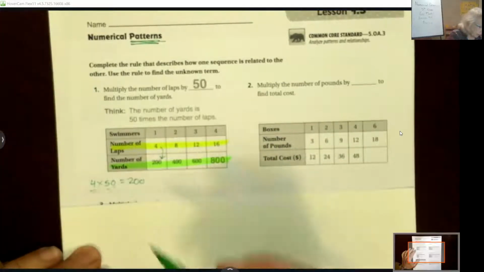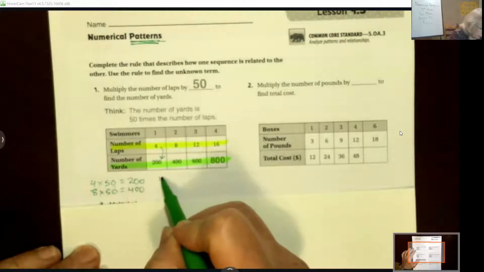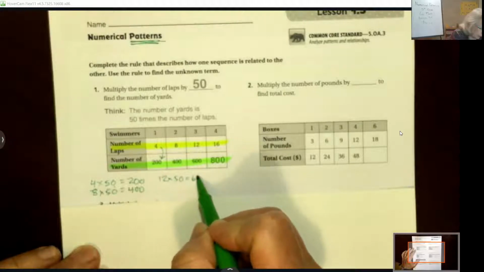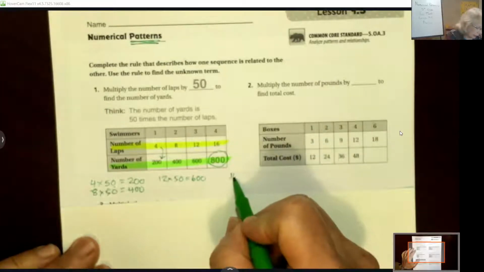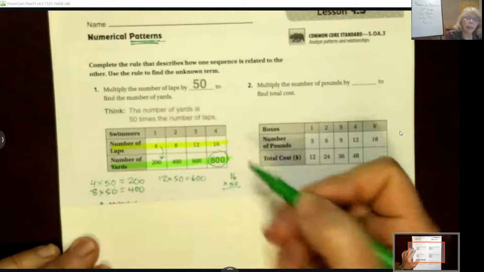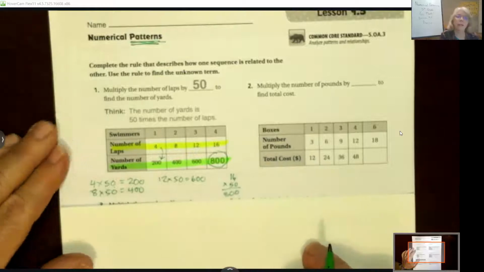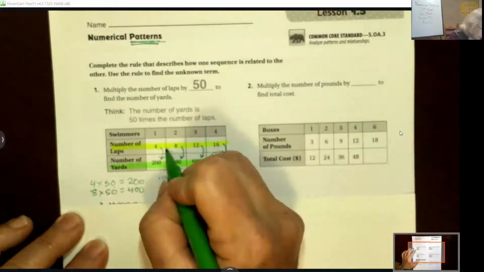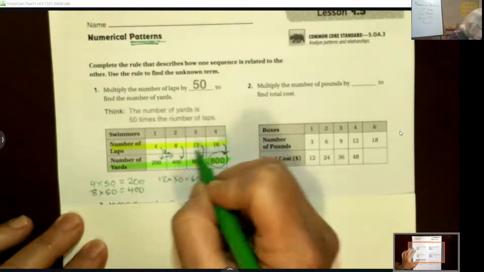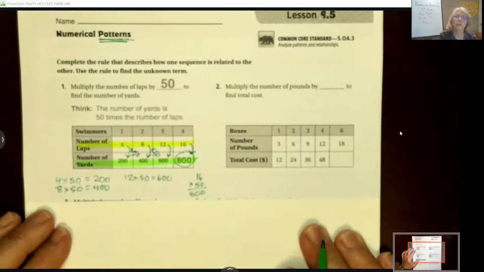So if we check these for each one, we will see that 8 times 50 is 400. 12 times 50 equals 600. And then this would be our missing number that they filled in for us. So we would have to take 16 and multiply it times 50. I'm not going to take the time to do that work right now, but it would come out to be 800. So that's what they mean by finding a rule, is that you need to find a relationship between these two rows. And each time it's going to be times 50. So hopefully that gives you the idea. Let's go on to number 2.